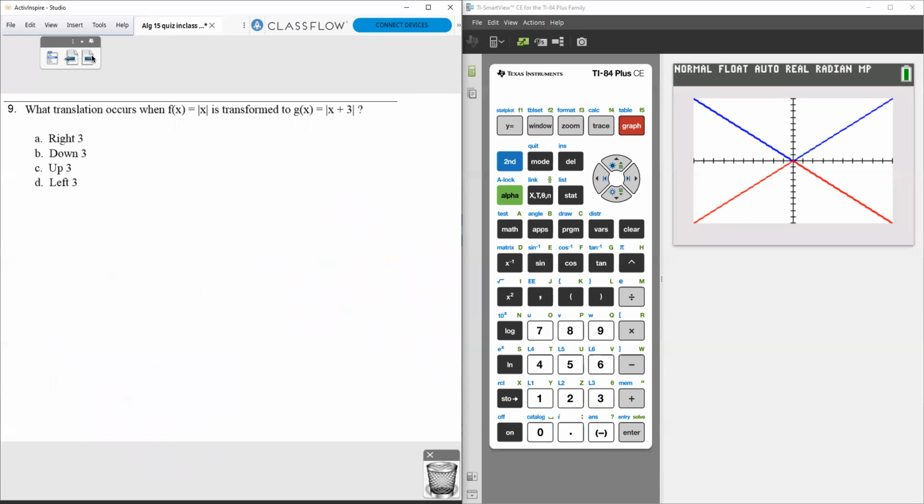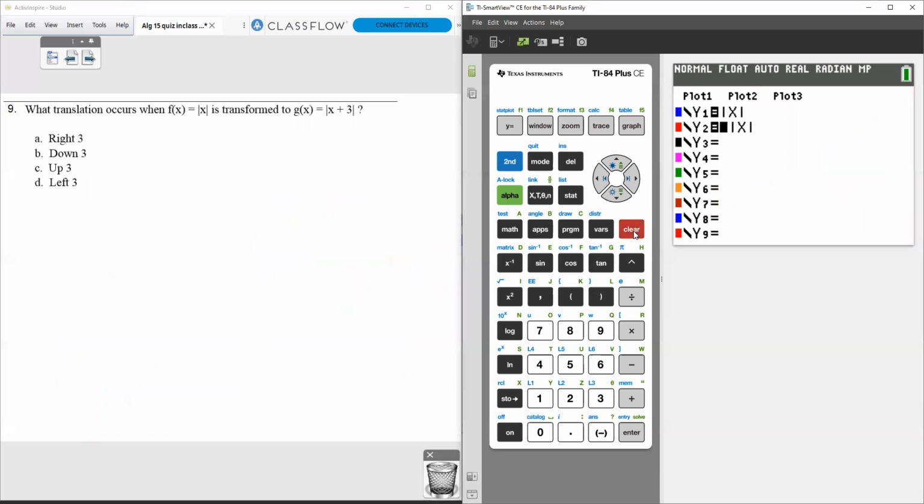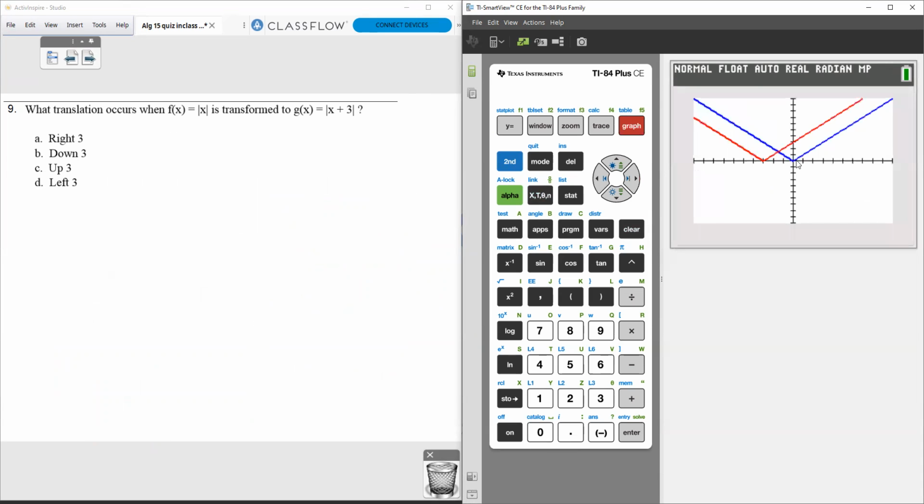In the last question, what type of translation goes from the absolute value of x to the absolute value of x plus 3? Again, I'm going to go back to my graph here, and I'm just going to change the second one. So second graph, absolute value, and I'm going to have x plus 3. When you add 3 to just the x value, take a look at your min. We go from the blue to the red. It's going to the left 3. It would be to the right if this was a minus sign inside the absolute value symbol.